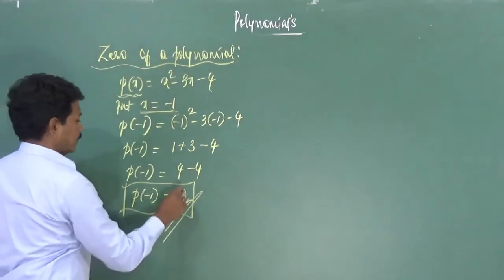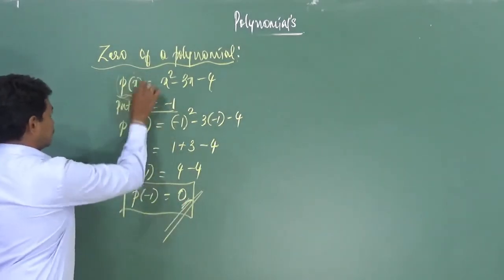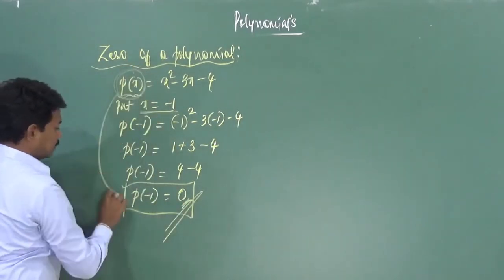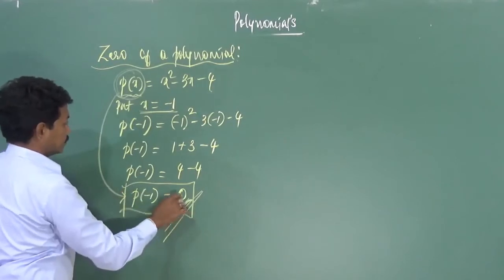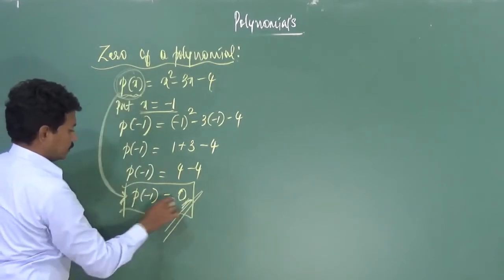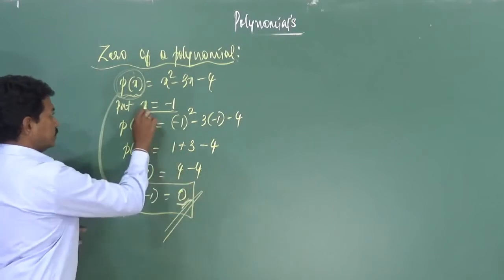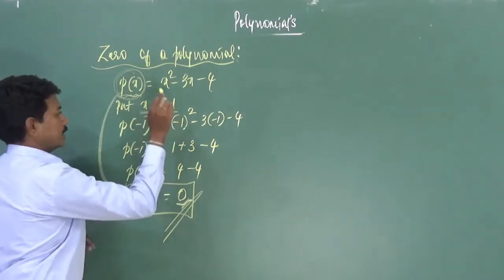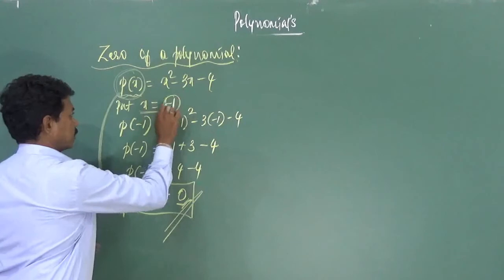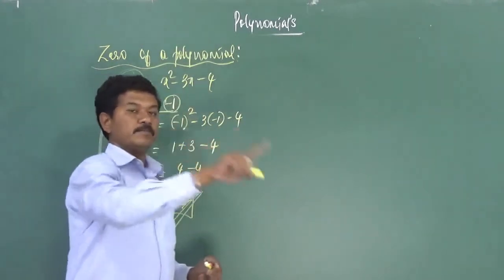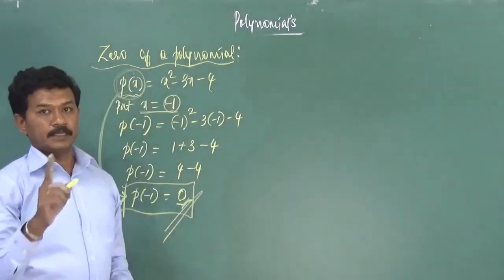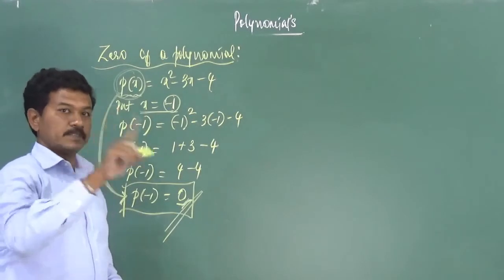So here, the value of p of x becomes equal to 0 because you substituted x is equal to minus 1. Therefore, minus 1 is called the 0 of the polynomial.